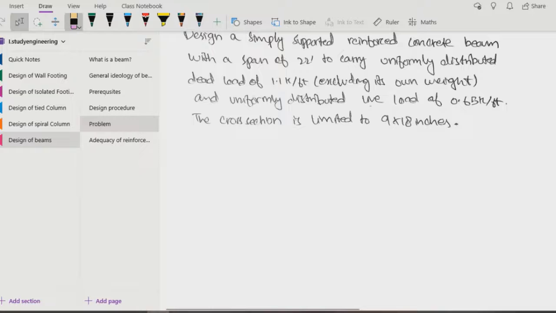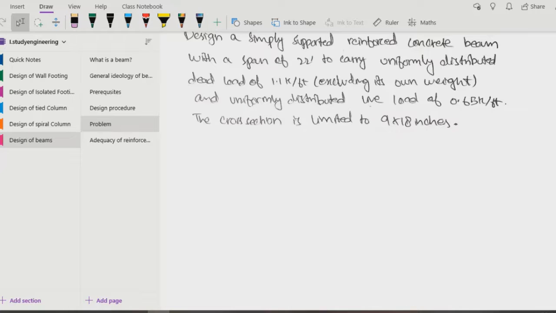Before proceeding further with this question, I suggest you watch the beam design part 2, because the whole design procedure followed in this video contains the concepts given in the previous video, design of beam part 2. Now I will initially tell you the importance of this question.